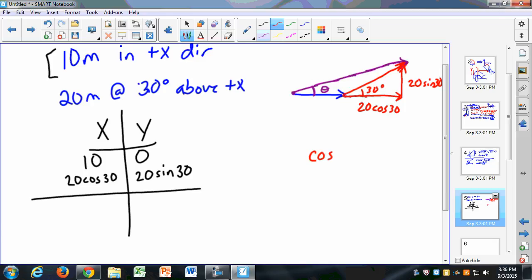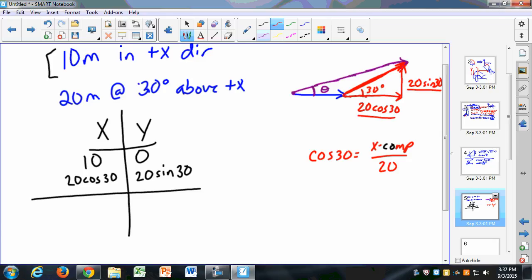The cosine of 30 is adjacent, that's the x component, divided by the hypotenuse, that's 20. This side is 20. So the x component then is equal to 20 cosine 30. And then you can make a similar argument. The sine of 30 is the y component over the hypotenuse. So opposite over hypotenuse. So the sine of this angle is this length divided by the hypotenuse. So that's where these expressions for the x and the y components come from: the definitions of cosine and sine.